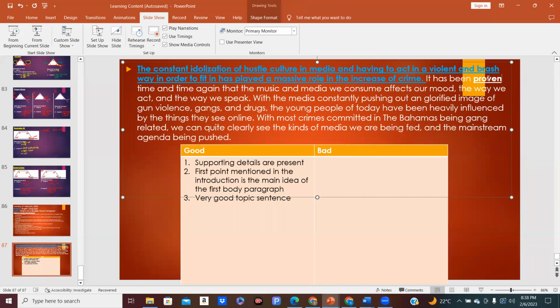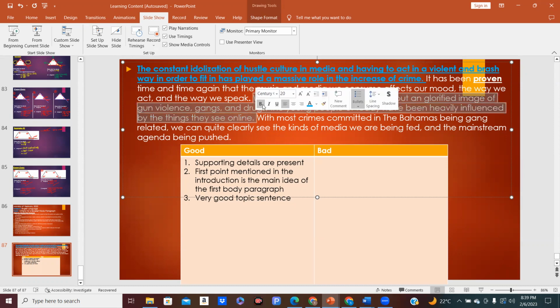Suggested, maybe. Hinted. It has been strongly implied, maybe. But proven is strong. Okay, with the media constantly pushing out a glorified image of guns and violence, then people have been heavily influenced by these things. It's perfect. I like this. This is true. There's no doubt.